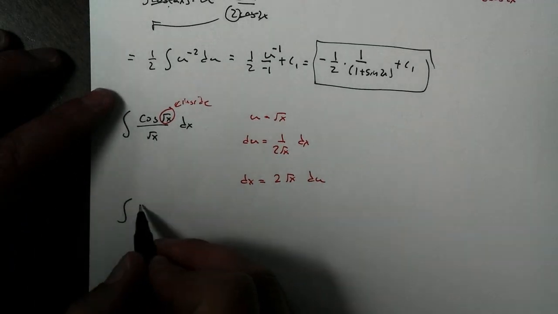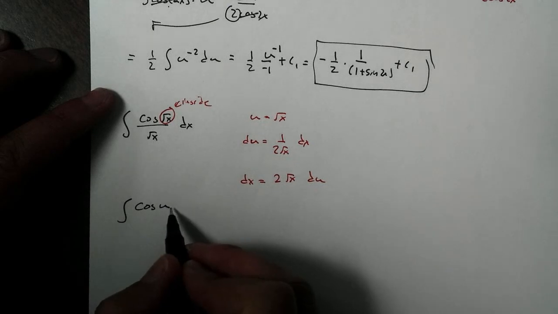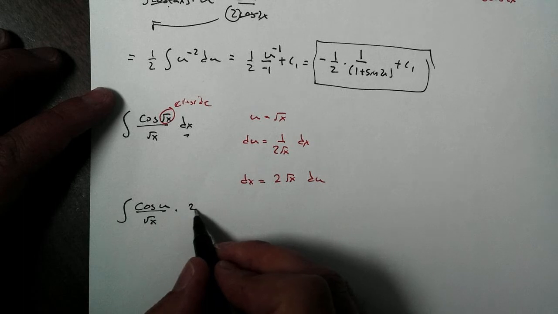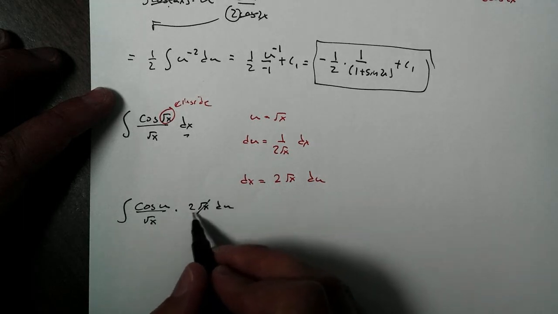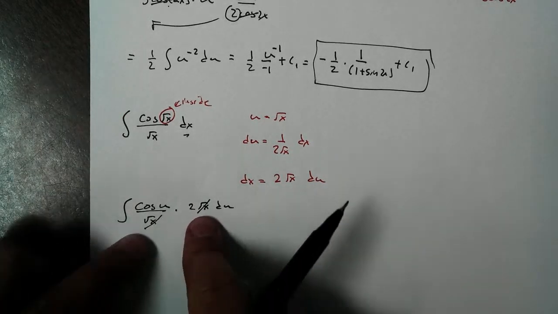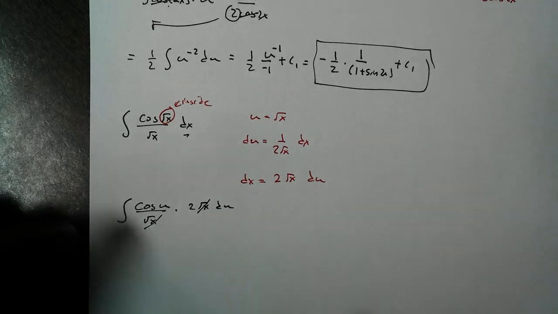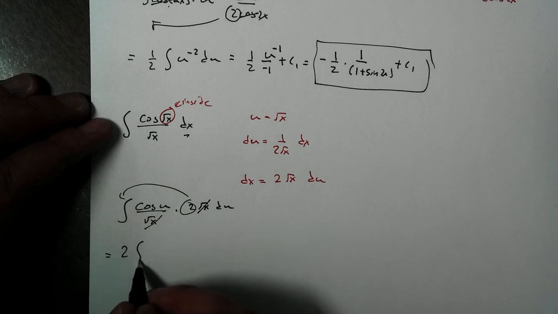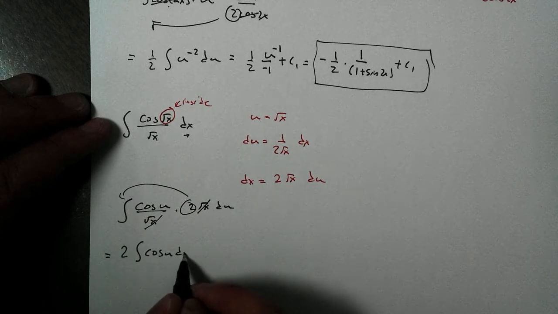We would get cosine u over root x. What is dx being? 2 root x du. The square root of x's cancel. If these don't cancel, you've messed up. Go back and fix it. The 2, be careful, it's not a 1/2 this time. It's 2 times the antiderivative of cosine u du.